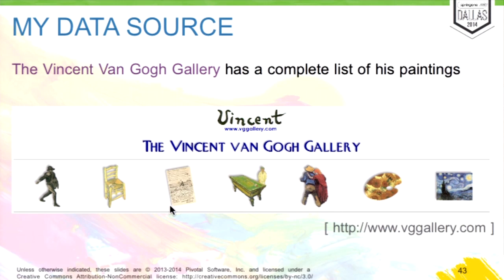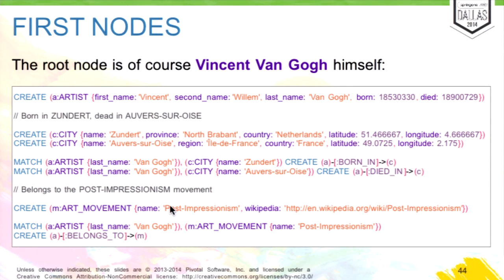This is the source of my use case. It's a site that contains all of the Vincent Van Gogh masterpieces. And those are some of the statements that I wrote to populate my database.